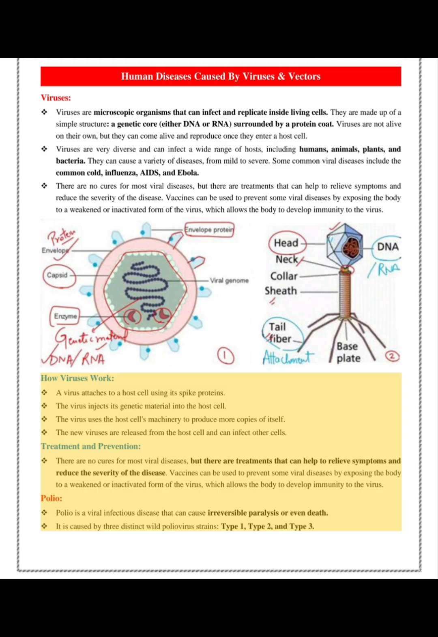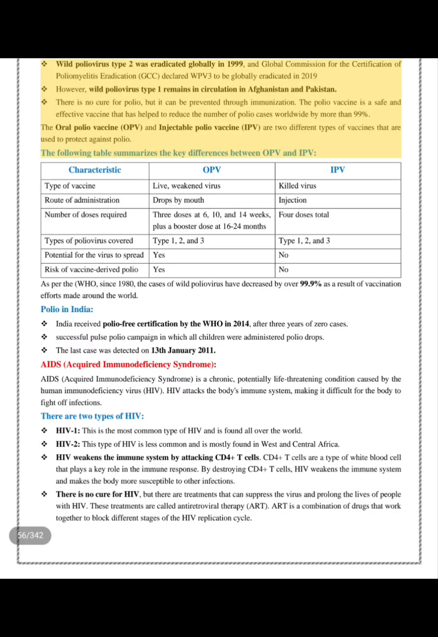Polio. Polio is a viral infectious disease that can cause irreversible paralysis or even death. It is caused by 3 distinct wild poliovirus strains, Type 1, Type 2, and Type 3. Wild poliovirus type 2 was eradicated globally in 1999, and the Global Commission for the Certification of Poliomyelitis Eradication, GCC, declared WPV3 to be globally eradicated in 2019. However, wild poliovirus type 1 remains in circulation in Afghanistan and Pakistan.